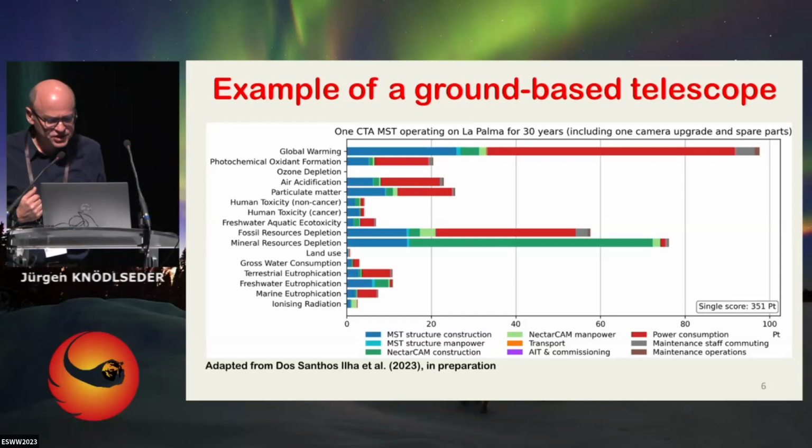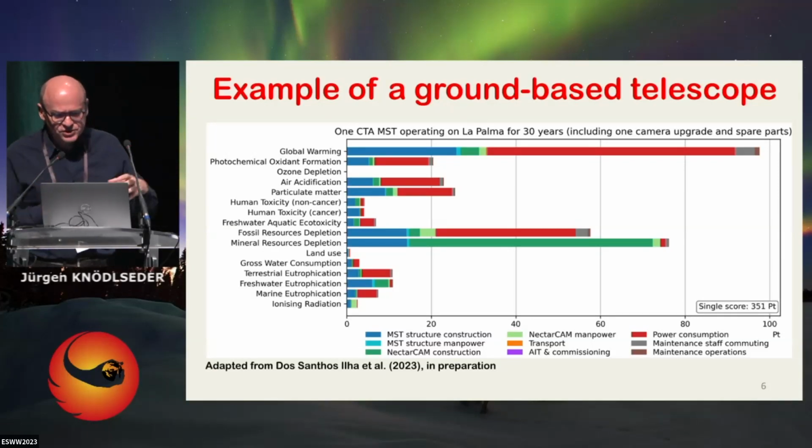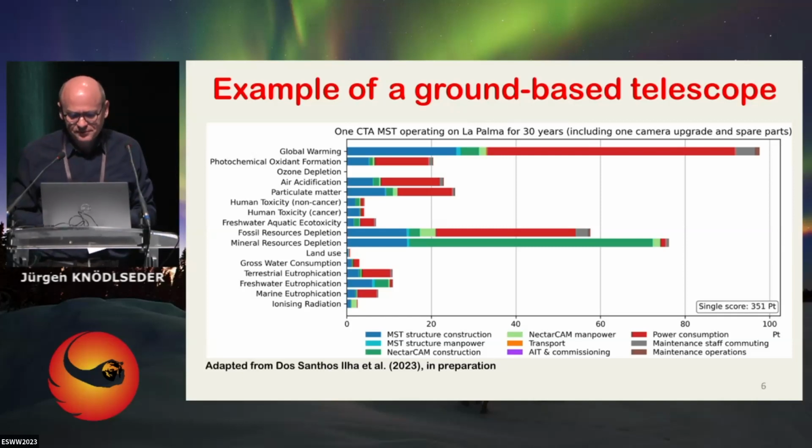And the different colors show you different contributions. So blue is the construction of the telescope structure. Green is the construction of the camera that sits on the telescope. Orange, that you cannot see in these bars, this is transporting the telescopes to the site and so on. Then you have assembly, integration, and testing in purple. And then red is power consumption of the telescope once on site, and gray and brown is maintenance operations.